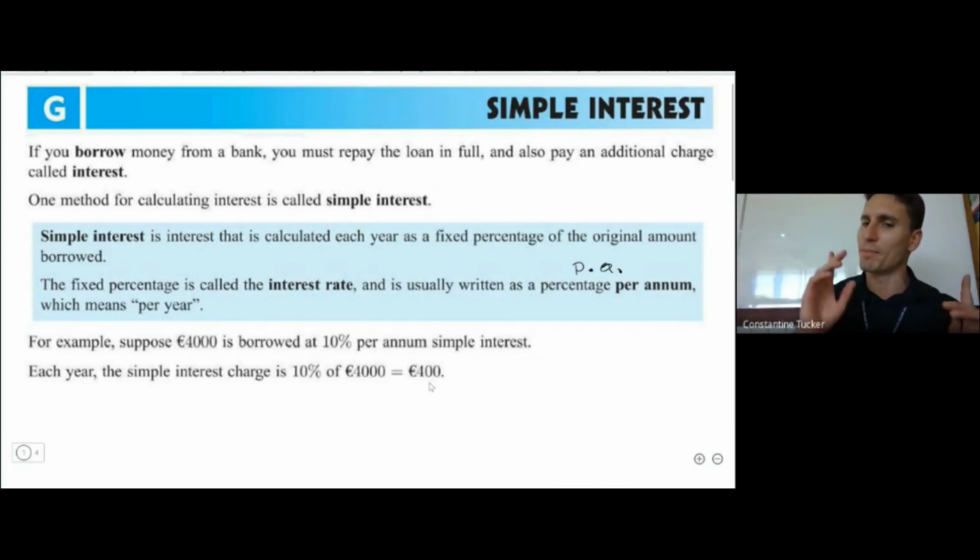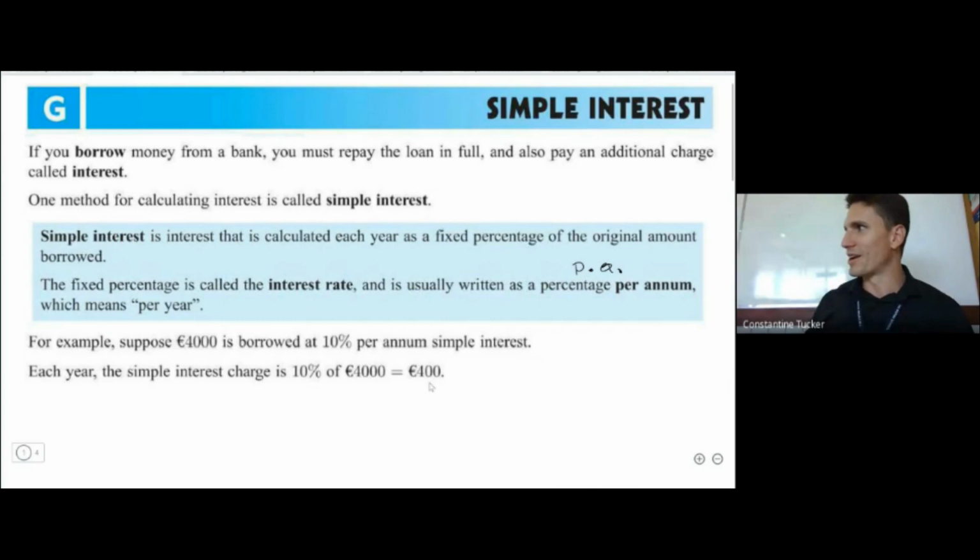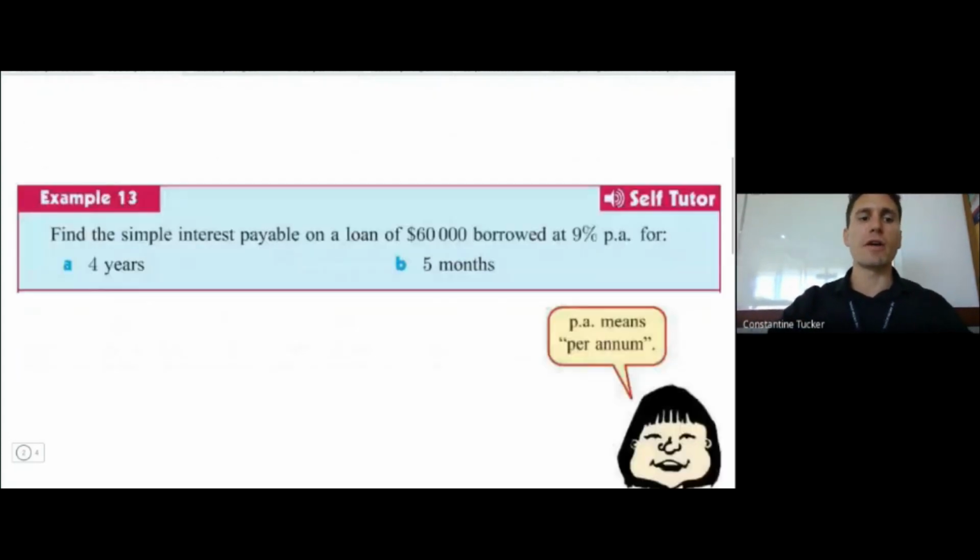That's why usually banks don't use simple interest. They use another type of interest, which is compound interest, which gets larger per year. So you end up paying more than you would have paid in simple interest usually. Well, it depends, right? But let's see. So we go further down and look at this example.